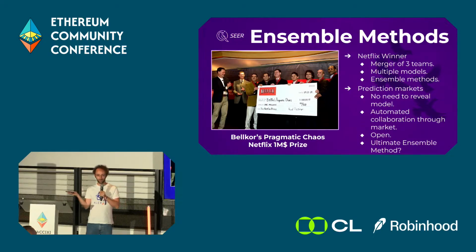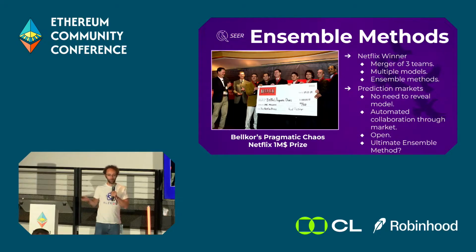You get automated collaboration. Here you only had 3 teams which merged together because human coordination is hard, but market coordination is easy. So if you had that for Netflix, you will probably end up having an ultimate AI, which will be the work of way more than just 3 teams.